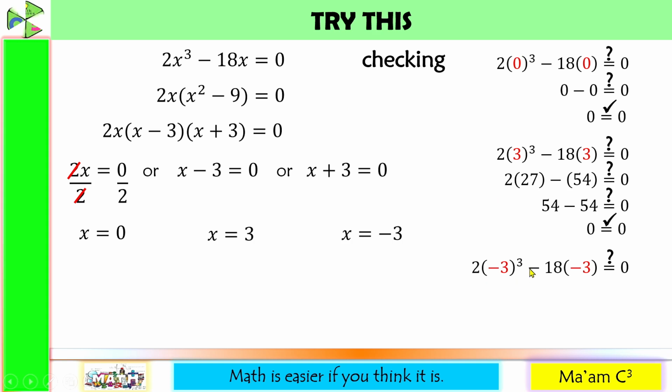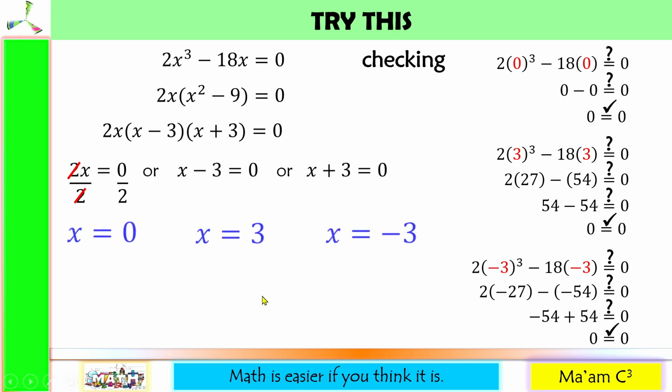Negative 3 cubed is negative 27. And 18 times negative 3 is negative 54. 2 times negative 27 is negative 54. Minus negative 54 will become positive 54. Negative 54 plus 54 is equal to 0. Therefore, our answers are correct.